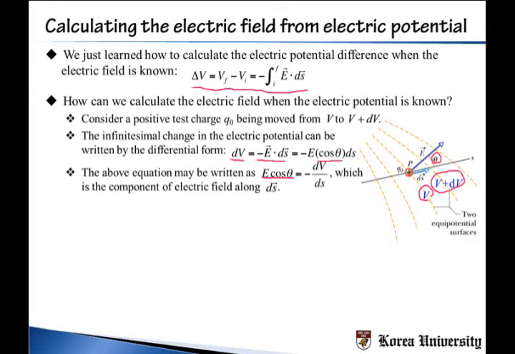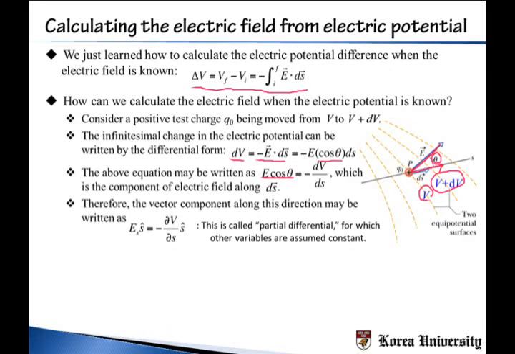What is E cosine theta? E is the size of this electric field, and if you multiply by cosine theta, what you get is the electric field component parallel to the displacement vector, right? So if we write this electric field component along s as E sub s, then if we multiply by the unit vector s, you get the component of the electric field along that particular direction.